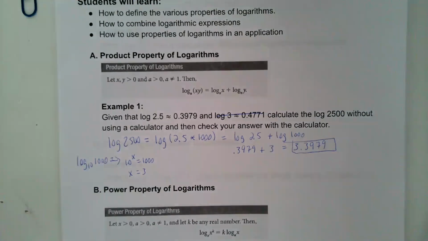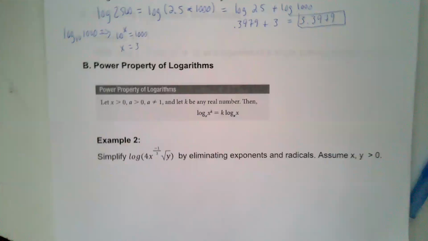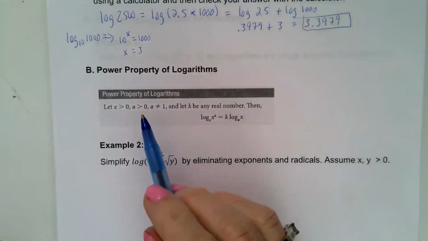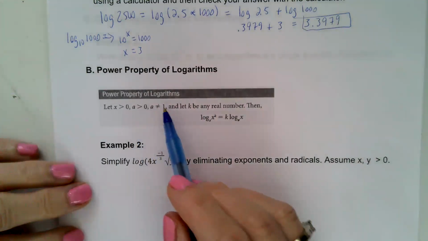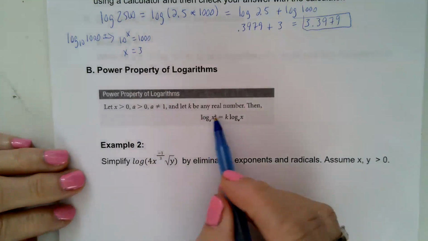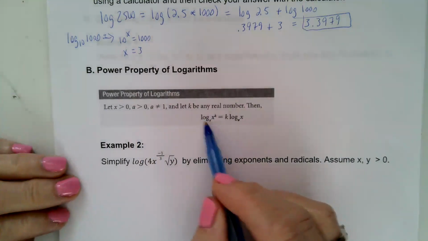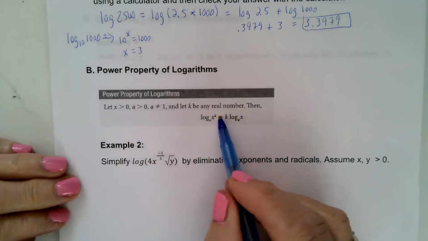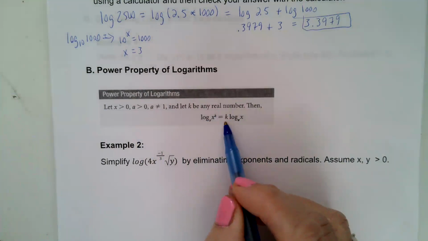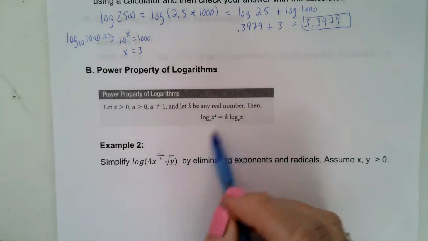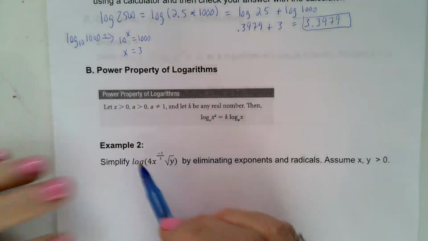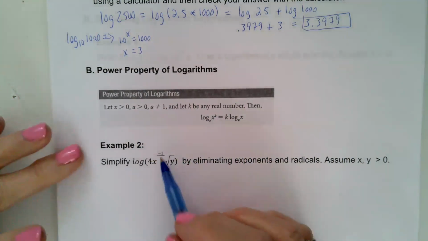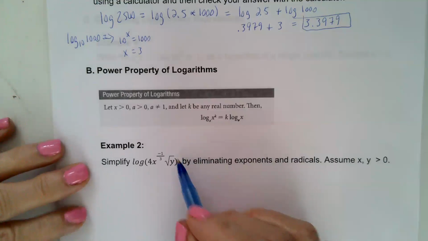Okay. Now we're going to look at the power property of logarithms. The power property says, as long as x is greater than 0, a is greater than 0, and a is not equal to 1, then if we take the log base a of x that is raised to some power, we can really just bring that power out front and multiply by the log. And so example 2 is asking us to simplify. There's more than one power thing going on here. There's also a product that we can use.